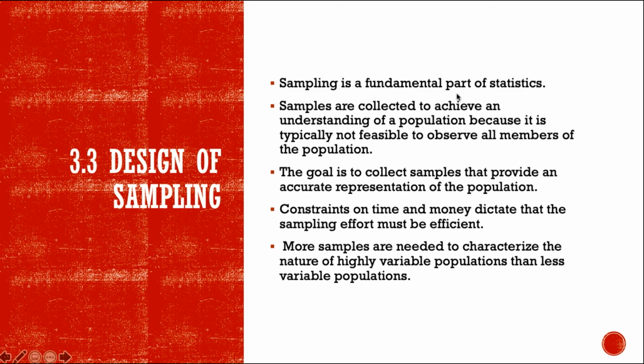Sampling is a fundamental part of statistics. Samples are collected to achieve an understanding of the population because it is typically not feasible to observe all members of the population. If you want to study poverty, you cannot go and survey all poor people in Malaysia. There are millions. So you have to select a sample.